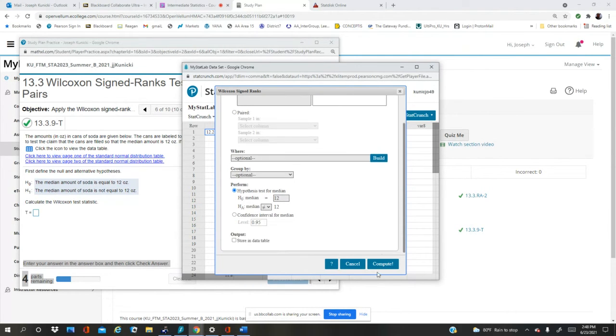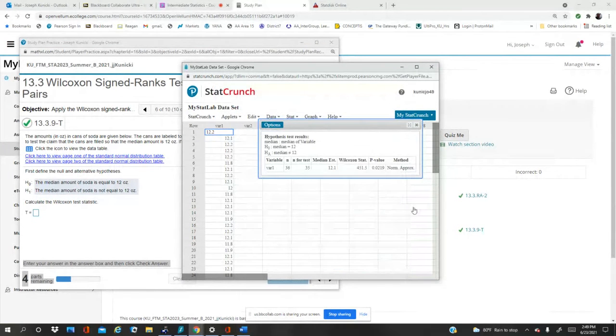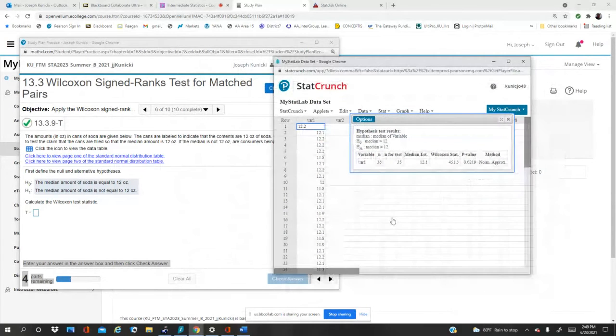What happens? Oh, forgot to hit variable 1. Okay. Now, it tells us that there are 35 readings that are either positive or negative. There's only one reading of 12 there, so that's the only 0. That's why n is 35. Now, you see the Wilcoxon stat is way too high, and I'll show you the reason for that.